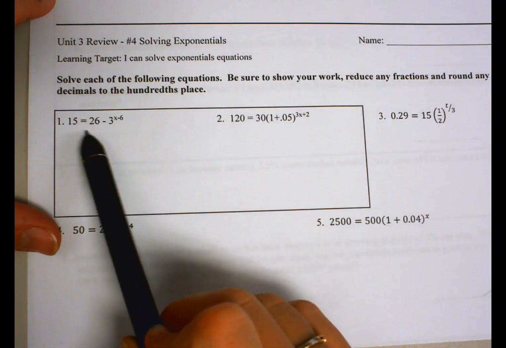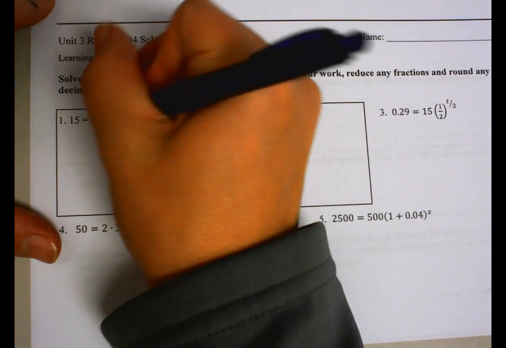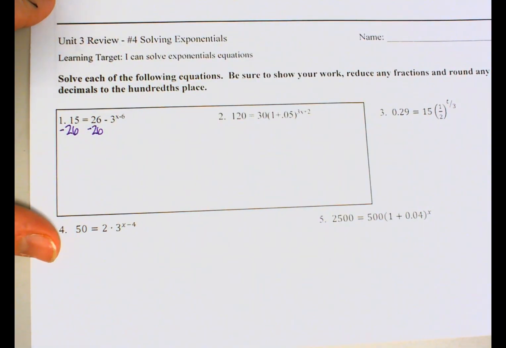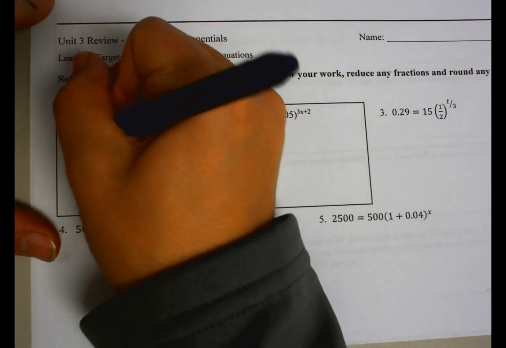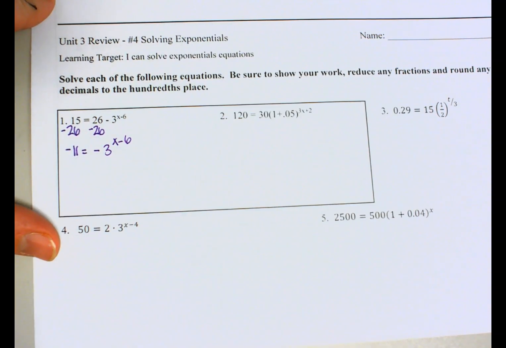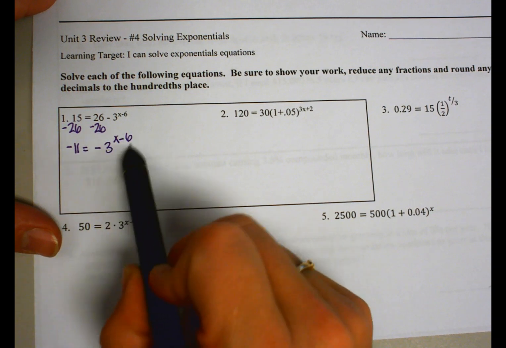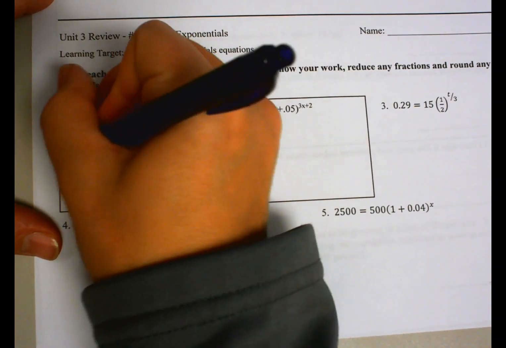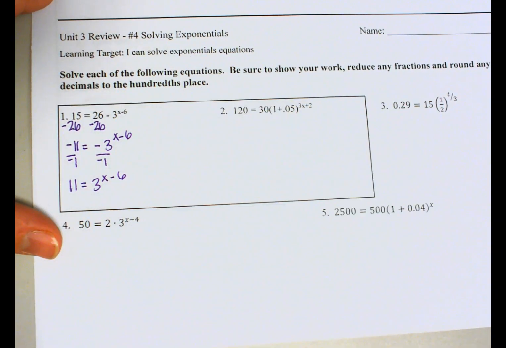So we want to get rid of anything being multiplied or added to it. So for this case, I would want to get rid of this 26 first. So then 15 minus 26 would give me negative 11. And then I have negative 3 to the x minus 6. So this exponent is still really not by itself because of that negative in the front. So I'm going to want to divide by negative 1. And then that's going to make both sides positive, which is going to help us when we rewrite the log too.